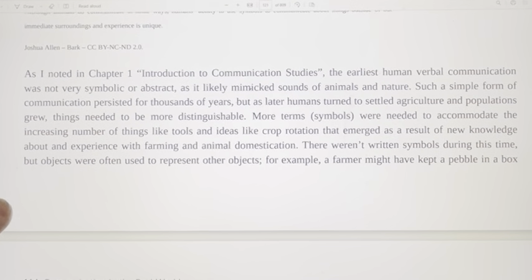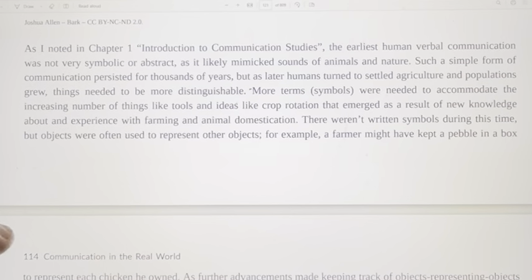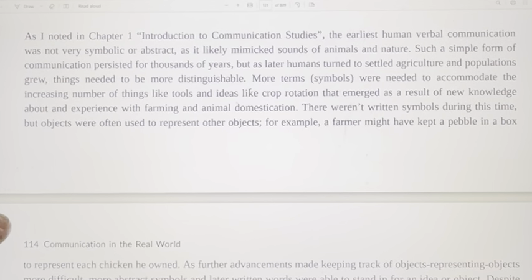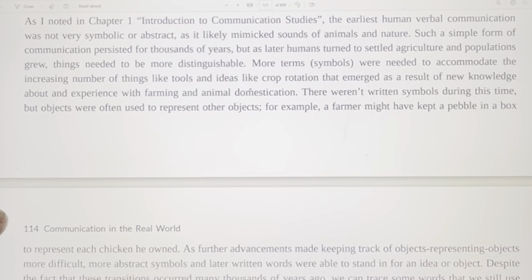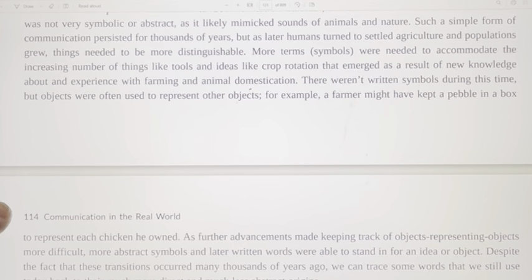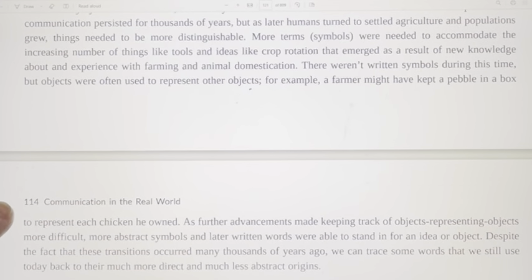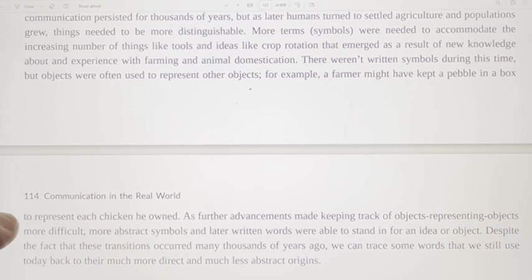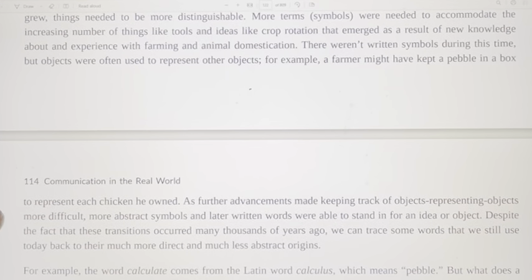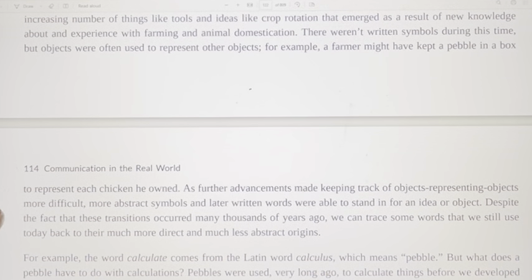As I noted in Chapter 1, Introduction to Communication Studies, the earliest human verbal communication was not very symbolic or abstract, as it likely mimicked sounds of animals and nature. Such a simple form of communication persisted for thousands of years. But as later humans turned to settled agriculture and populations grew, things needed to be more distinguishable. More terms, symbols, were needed to accommodate the increasing number of things like tools and ideas, like crop rotation, that emerged as a result of new knowledge about and experience with farming and animal domestication.